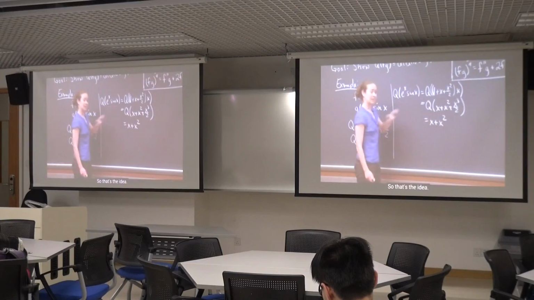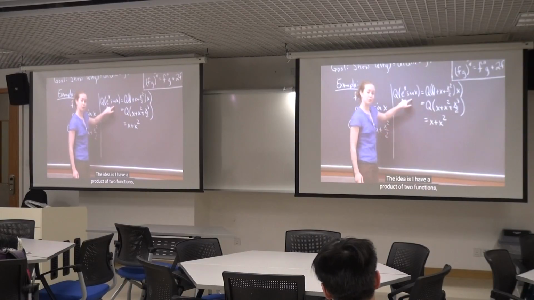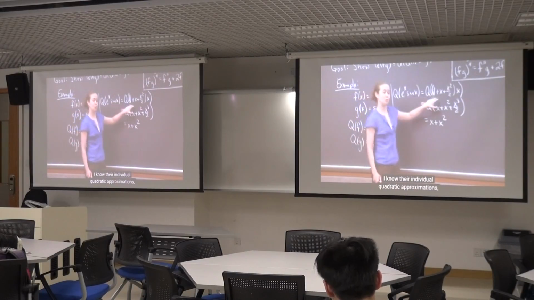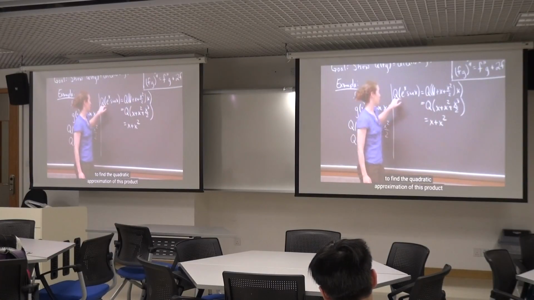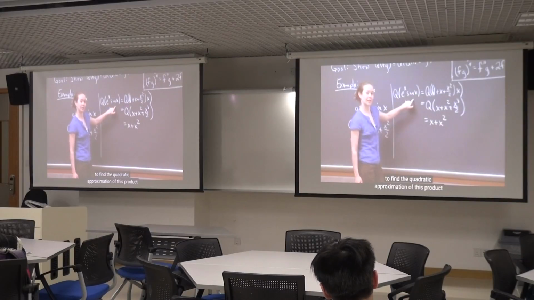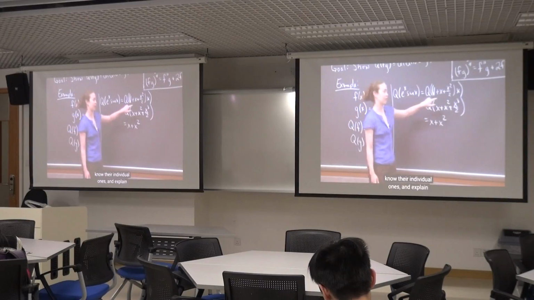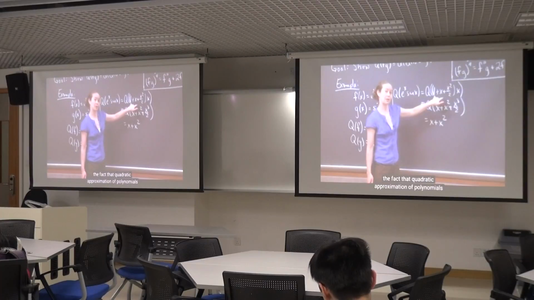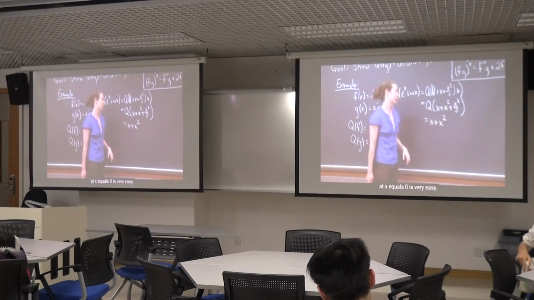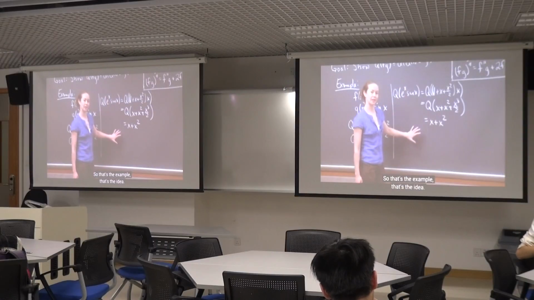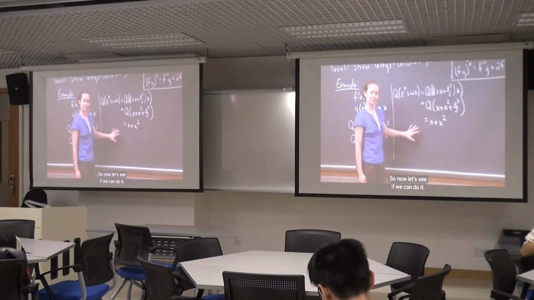So that's the idea. The idea is I have a product of two functions. I know their individual quadratic approximations. And so what I want to do is find the quadratic approximation of this product by exploiting the fact that I already know their individual ones, and exploiting the fact that the quadratic approximation of polynomials at x equals 0 is very easy. So that's the example, that's the idea. So now let's see if we can do it.